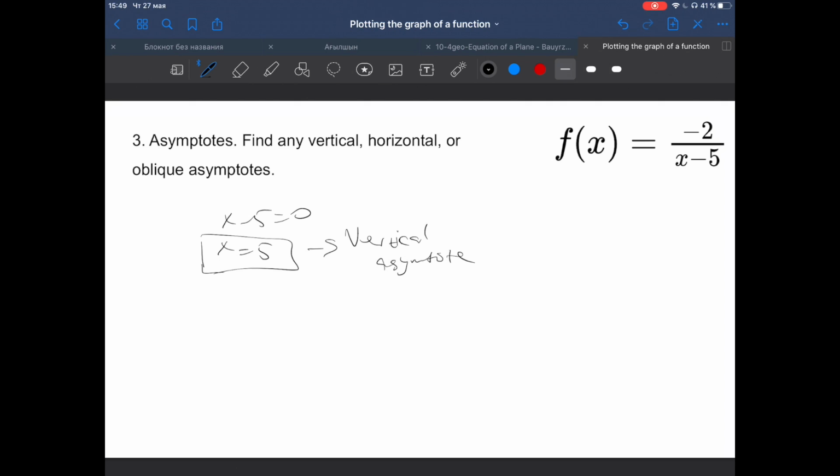To find a horizontal asymptote, we need to take the limit of the given function when x approaches infinity. This will be equal to, if we put infinity instead of x, minus 2 divided by infinity. And we know that the limit of this one will be 0. It means y is equal to 0 will be our horizontal asymptote.